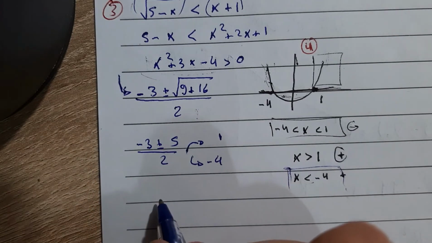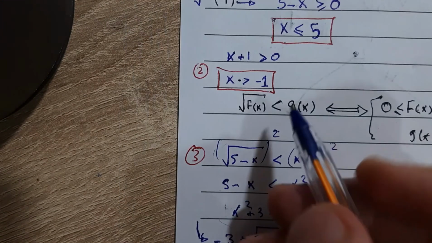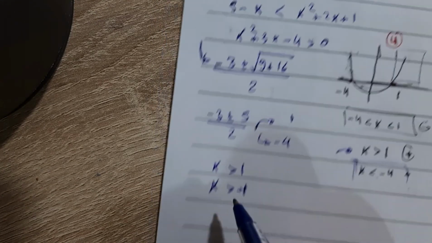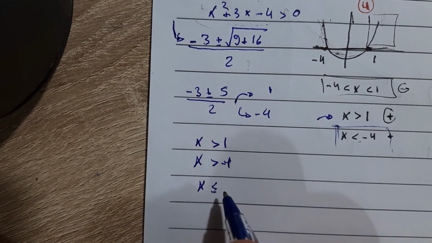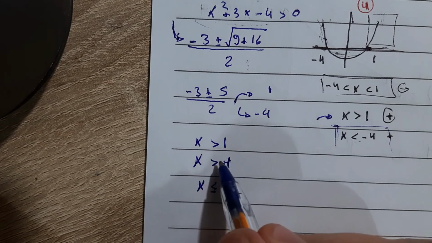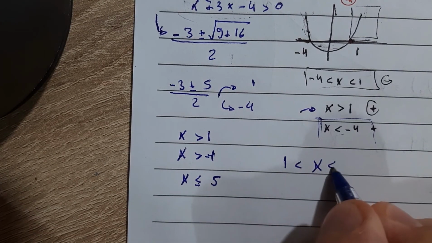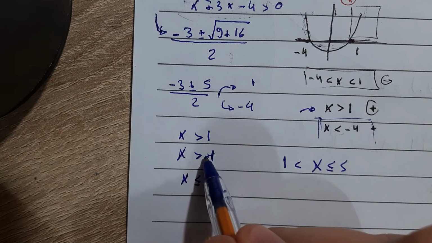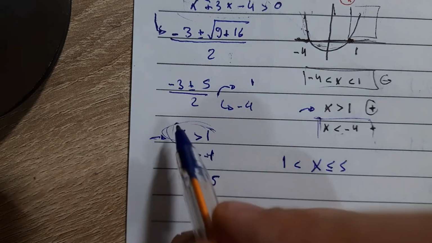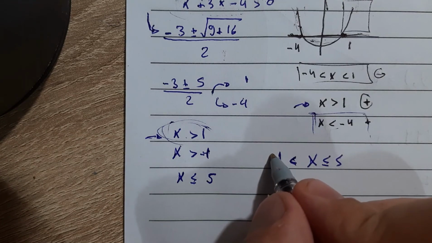So we have found a few conditions: x bigger than 1, x bigger than minus 1, and x smaller than 5. So when you want them all together, x is bigger than 1 and smaller than 5. You can't take from minus 1 to 0 because you need to satisfy this condition too. So you need to take it from 1 to 5, and this would be your answer.